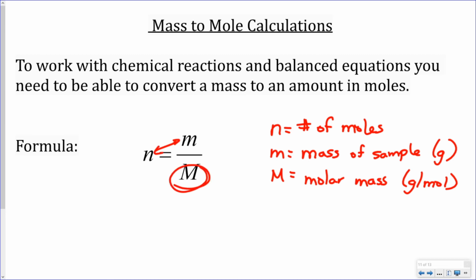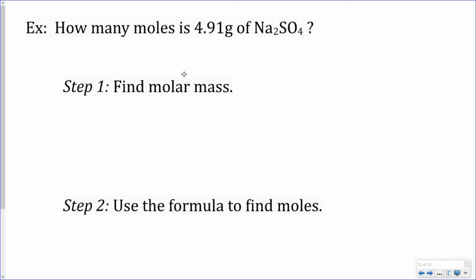You're going to be able to find molar mass based on the masses given on your periodic table, and you're either going to be given a mass of a sample or the number of moles in a sample and be asked to convert between the two of them. So here's an example. How many moles is 4.91 grams of sodium sulfate? If we're going to use this formula, n equals little m over big M, we are given 4.91 grams. This is little m. This is a mass. We're asked to find how many moles. We're looking for n.